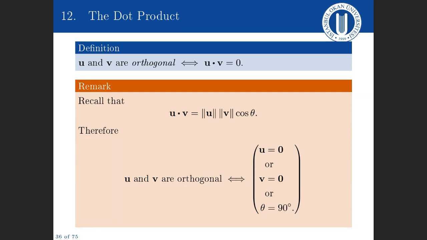When is cos theta equal to 0? When theta is equal to 90 degrees. So the statement u and v are orthogonal means either u is the 0 vector or v is the 0 vector, or the angle between the two vectors is 90 degrees. If we know that u is not 0 and we know that v is not 0, then orthogonal means that the angle between them is 90 degrees.